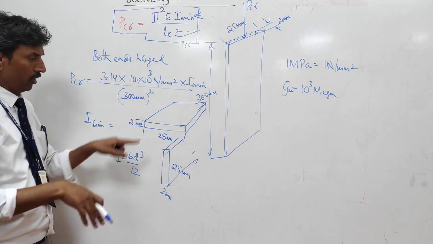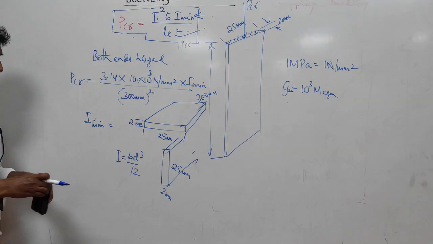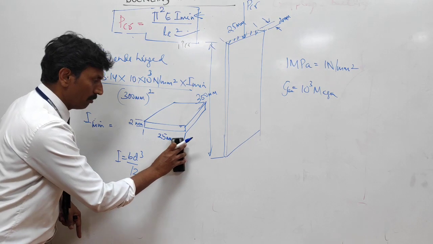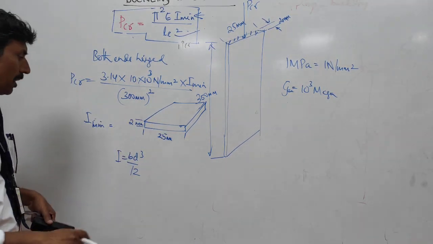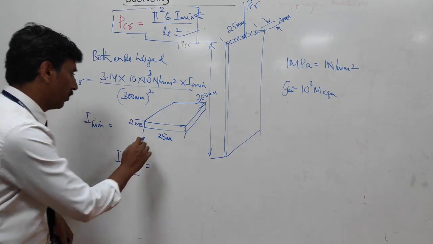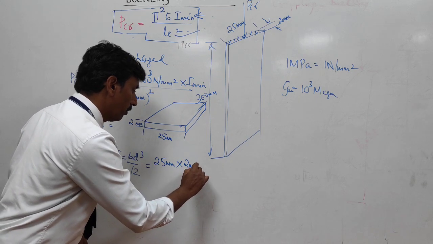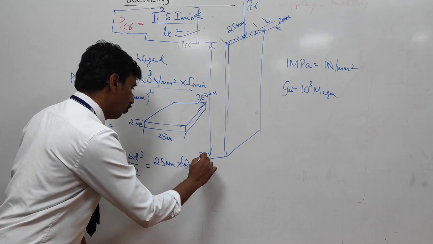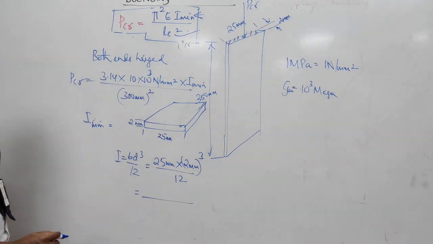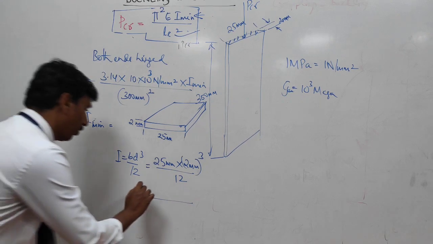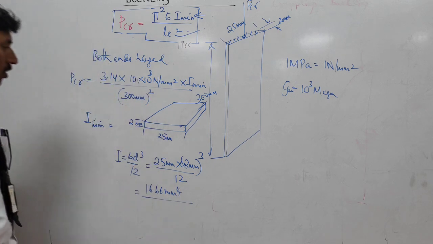Inertia for bending is less in this direction, more in this direction. So I don't want to use this. I want to use this directly because my sense says this is easier to buckle. So in this case, I is equal to BD cube by 12. B is 25 mm, the depth is 2 mm. Whole cube divided by 12. What is the answer? 16.66 mm to the power of 4.